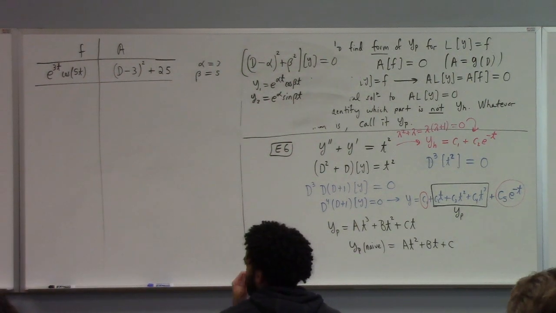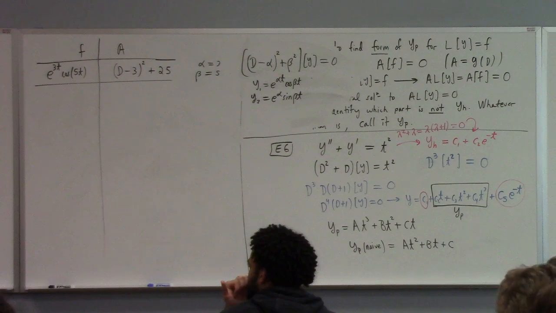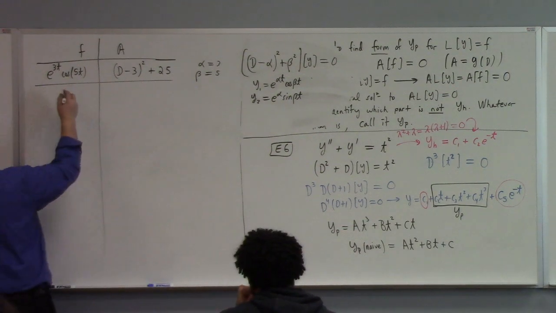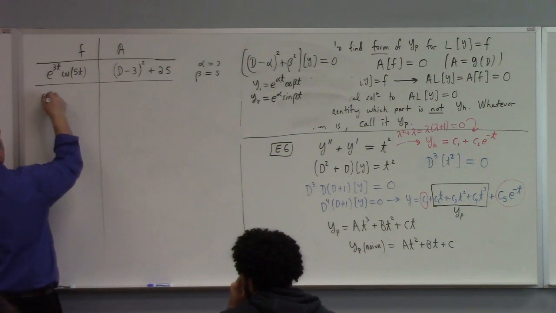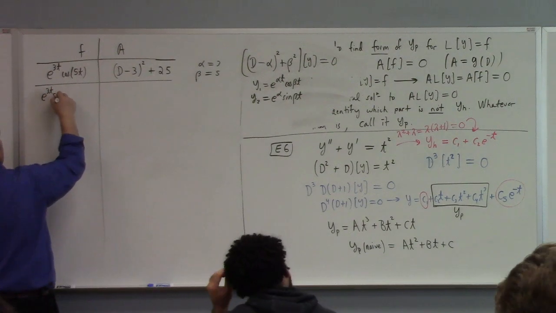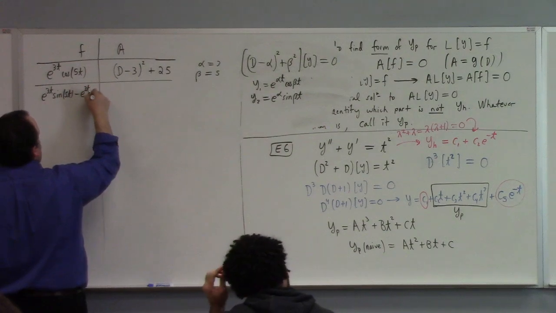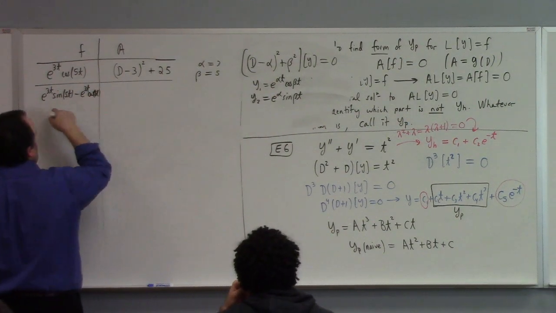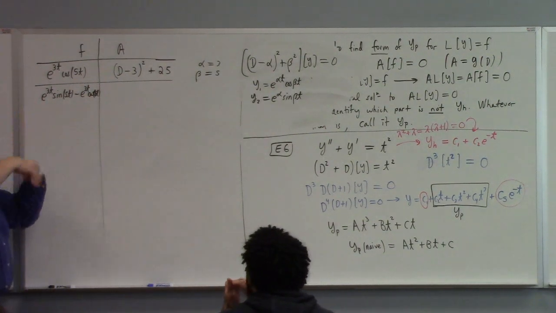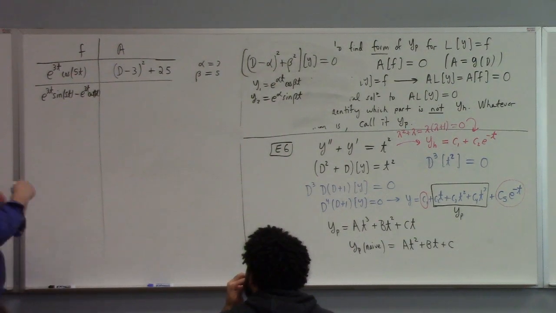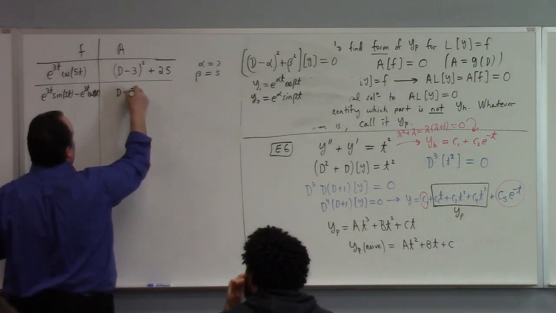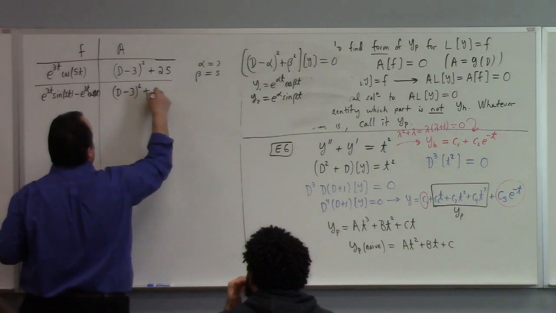Do sine and cosine annihilate by the same thing then? Yes, sine and cosine, exactly. What kills sine will kill cosine. Very good question. If I had e to the 3t sine 5t minus e to the 3t cosine 5t, or any linear combination of these two, that same annihilator would do the trick. That will kill both of these.